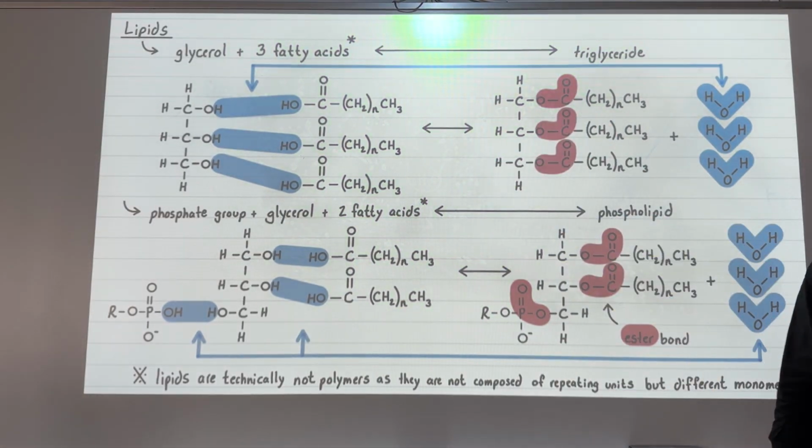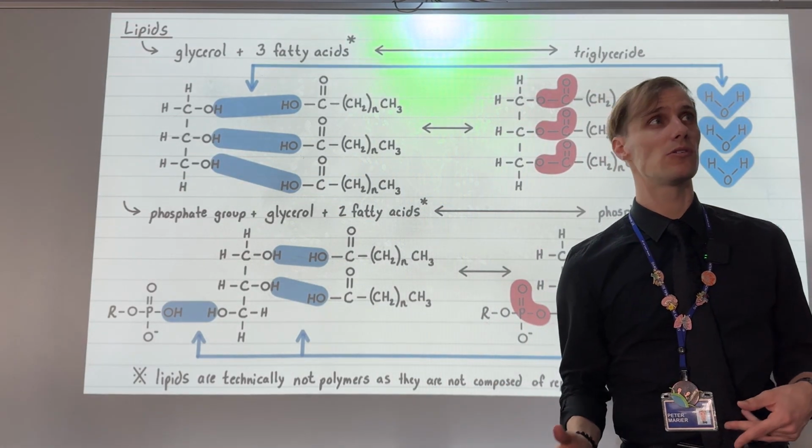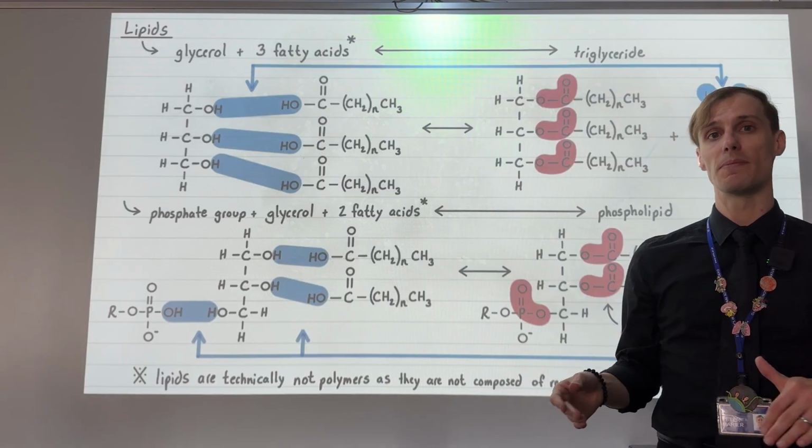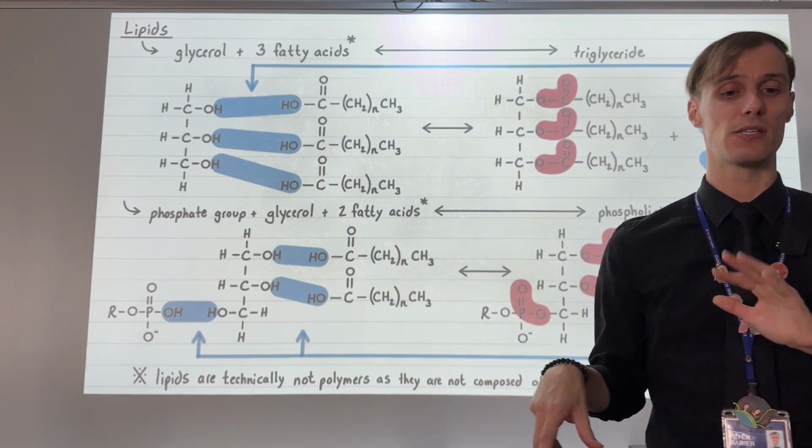Now, finally, will be lipids. Lipids are slightly complex in the sense that, unlike the other three biomolecules, the polymers are not made up of repeating monomers. They're actually made up of several different components.